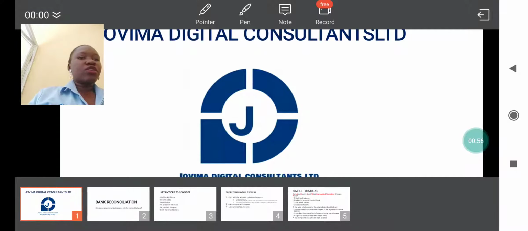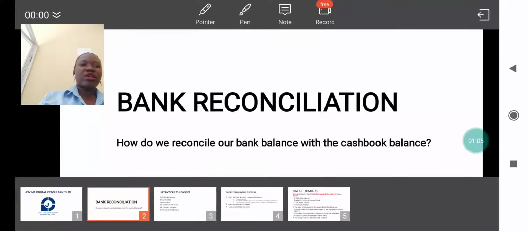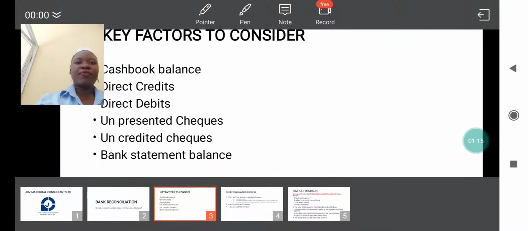Now, with the reconciliation, we are going to look at things like the key factors to consider. The major question here is how do we reconcile. And to answer such a question, we are supposed to know the key factors to consider when you are reconciling. One of the key factors is the cash book balance. Another one is the direct credits and direct debits. We look at unpresented checks, uncredited checks, and the bank statement balance.